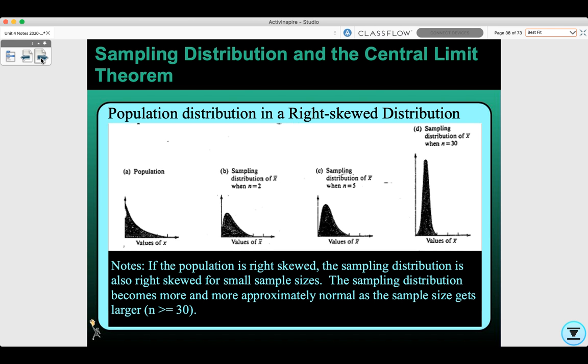If the population is right-skewed, the sampling distribution is also right-skewed for small sample sizes. The sampling distribution becomes more and more approximately normal as the sample size gets larger, n greater than or equal to 30. So for A, B, and C, it's not approximately normal, but for D, it's approximately normal.